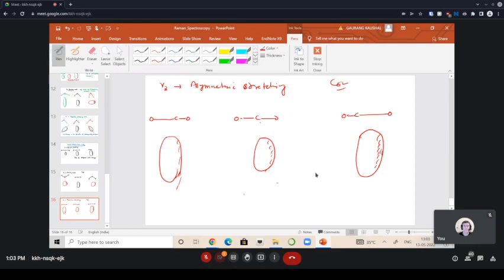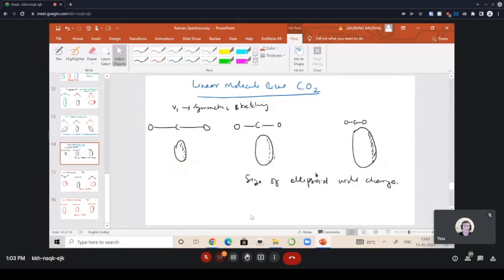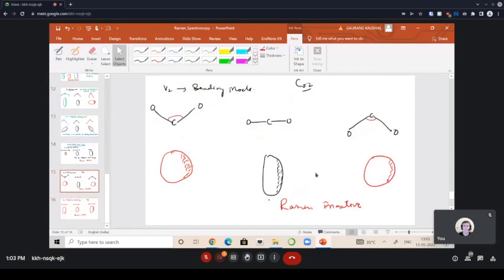This is a Raman inactive mode, and this is Raman inactive again. And the first one is a Raman active mode. So why is there only one mode which is active, and the other two modes are inactive? I will discuss this in more detail, maybe in the next lecture. Okay, so I can stop here for today.